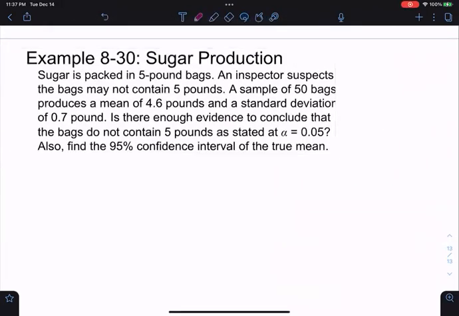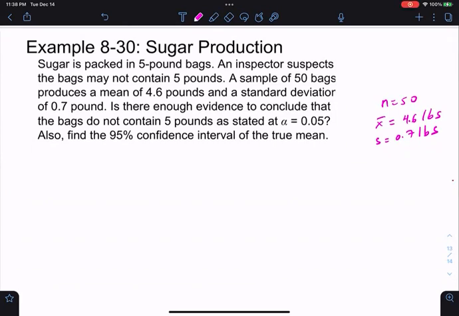Okay, so sugar is packed in 5-pound bags. An inspector suspected the bags may not contain 5 pounds. A sample of 50 bags produces a mean of 4.6 pounds and a standard deviation of 0.7 pounds. Is there enough evidence to conclude that the bags do not contain 5 pounds as stated, at 0.05? Also find the 95% confidence interval of the true mean.